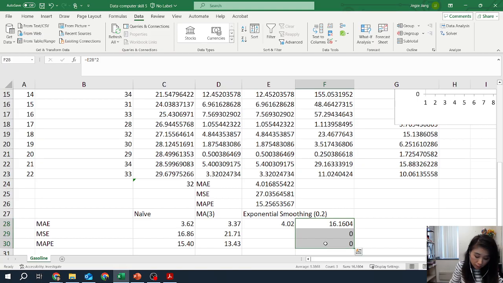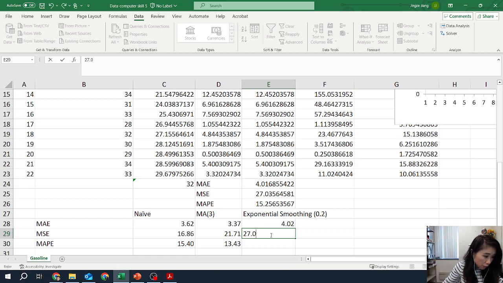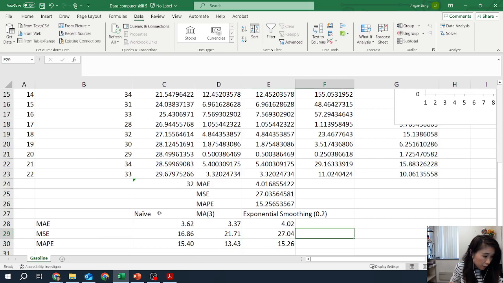and the MSE is 27.064. And then the next one, MAPE, is 15.26. Okay, so now I have the MSE, MAPE, MAE for all 3 models.